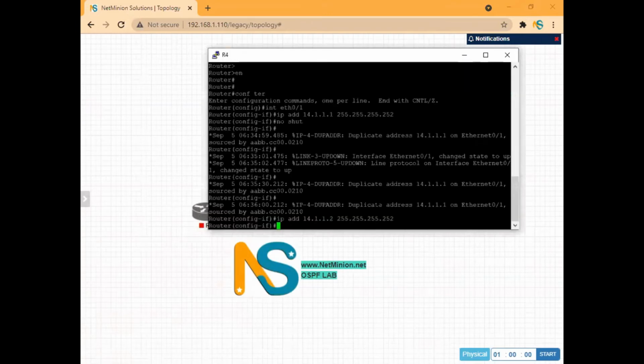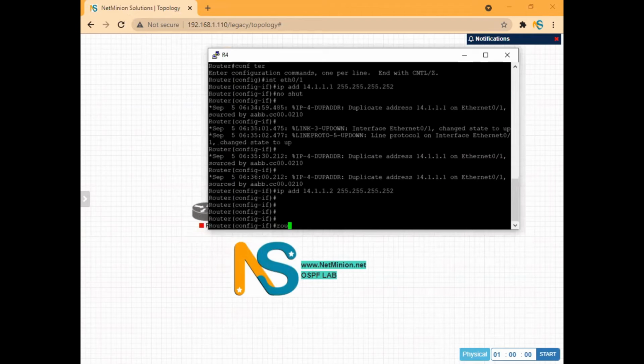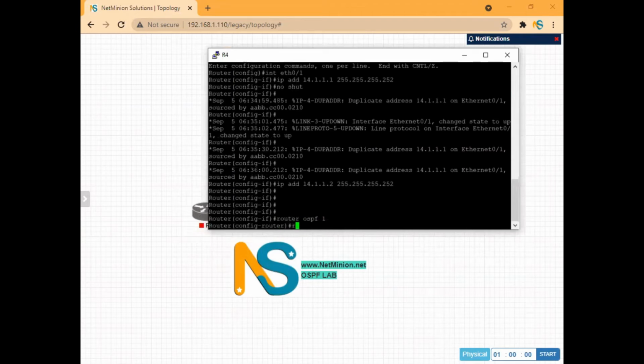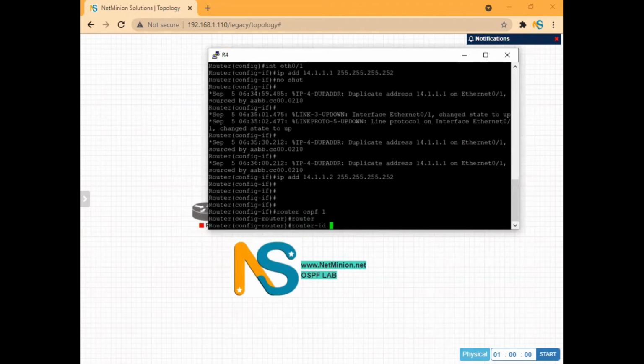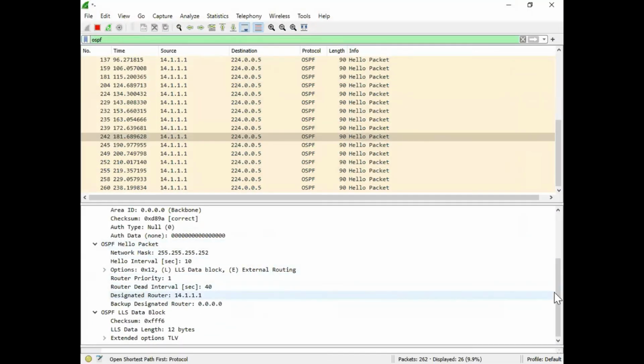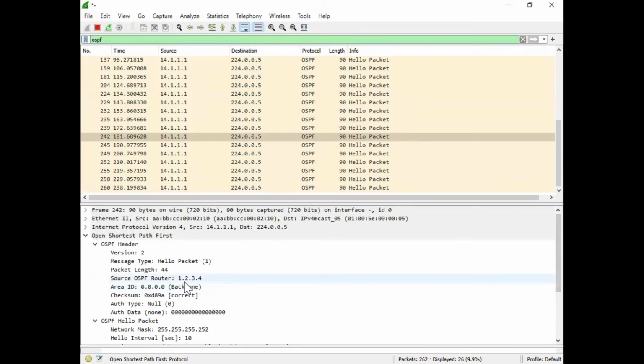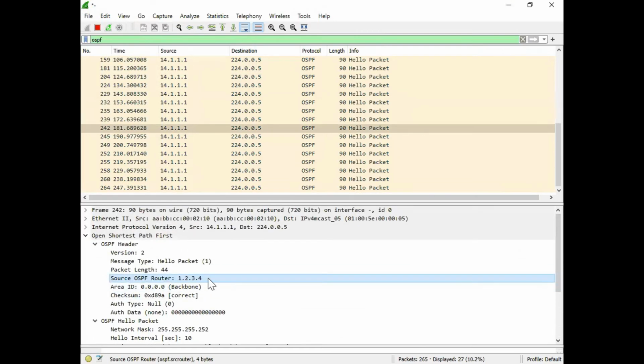Okay, let me go ahead and create OSPF 1, giving the router ID 1.2.3.4. By the way, what is the router ID which R1 is coming up with? We can see it in the packet also. Can you see this? In the header, it is carrying the OSPF router ID as well.